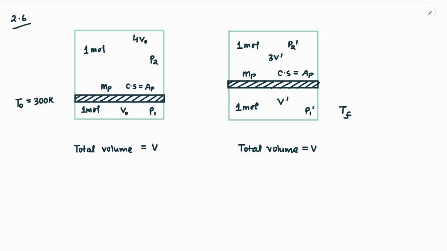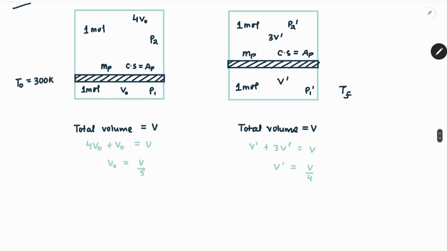What is connecting the two cases is the mass of the piston and its cross-sectional area. If we draw the FBD of the piston in each case, we will be able to obtain a relation. The next thing connecting them is the total volume of the cylinder, which is the same. So 4V0 plus V0 is equal to the total volume V, which gives V0 equal to V by 5. Similarly, V dash plus 3V dash is equal to V, so V dash can be written as V by 4.